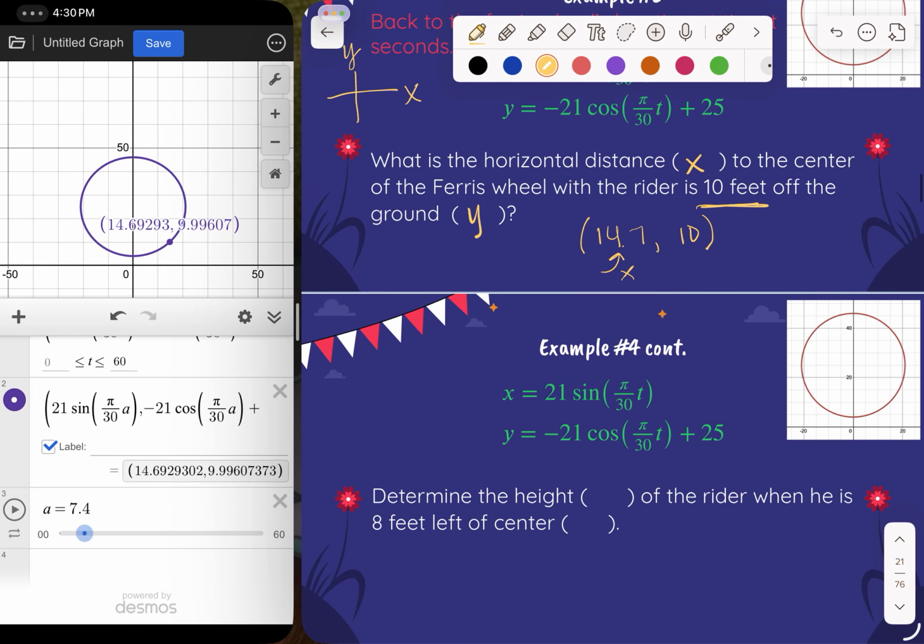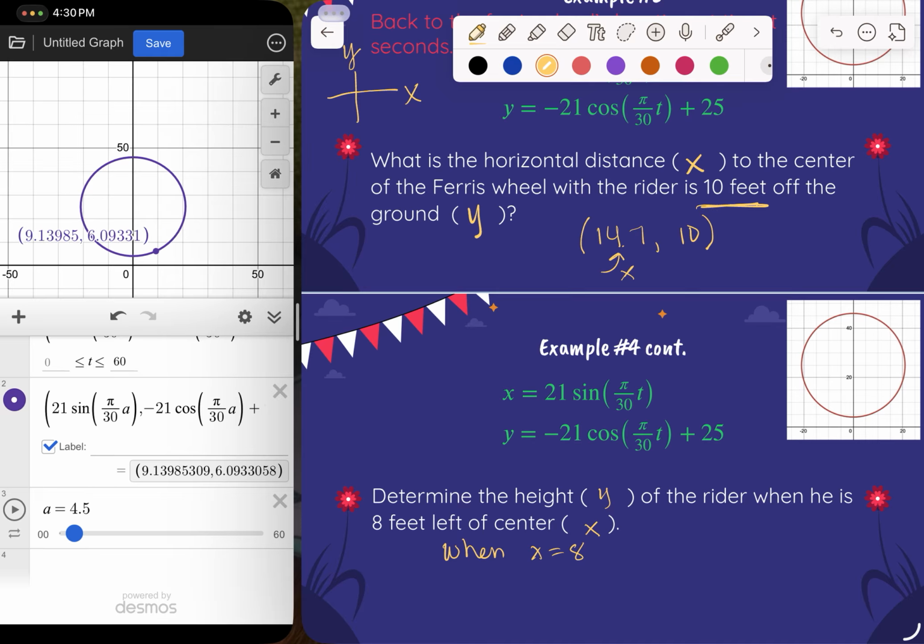Determine the height. That's the Y. When the rider is 8 feet left of center. So this time we know the X. So when X is 8. So again, I'm going to slide my slider. Hopefully you guys can see my slider going here. Where is X 8?